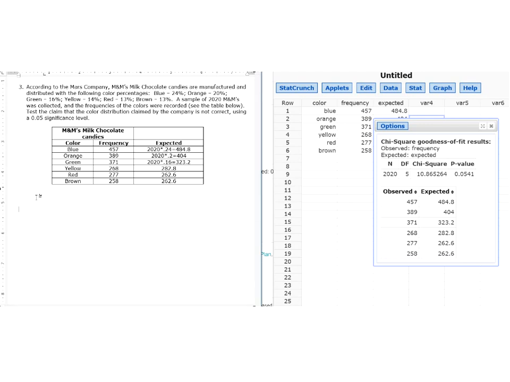So I have my sample size is 2020. My degrees of freedom is 5. My test statistic is 10.87. I rounded to 2 decimal places. My p-value is 0.0541.